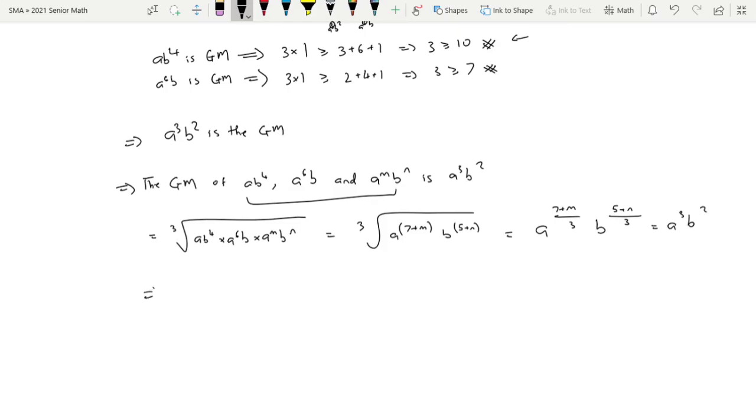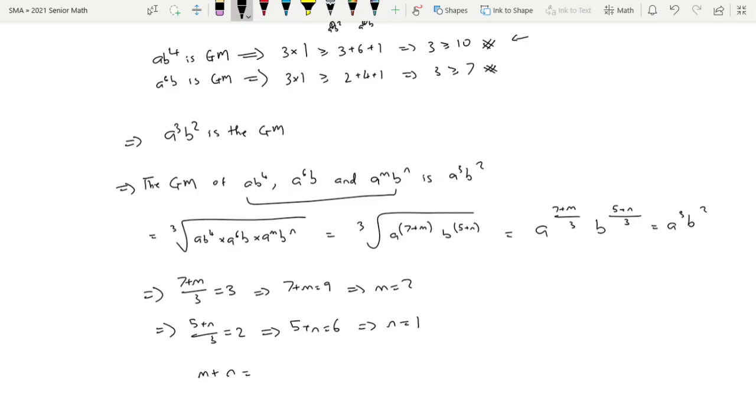This implies that the exponents of a on both sides have to be equal. So (7 plus m) over 3 has to be equal to 3, which implies that 7 plus m is 9 and m is 2. And for b, we have that (5 plus n) over 3 has to be equal to 2, which implies that 5 plus n is equal to 6 and n is equal to 1, right? And since the question tells us to find what m plus n is, it means that m plus n has to be equal to 3. And that's how we solve the question.